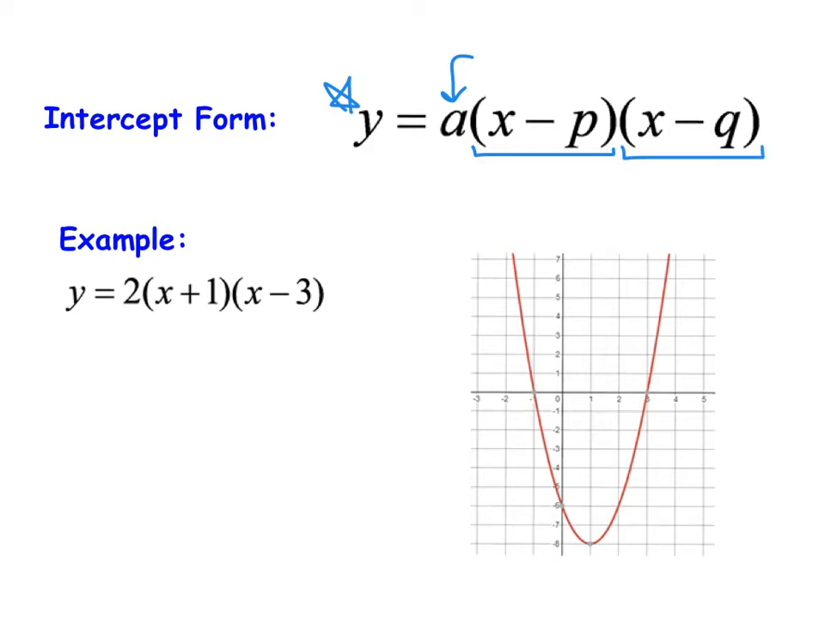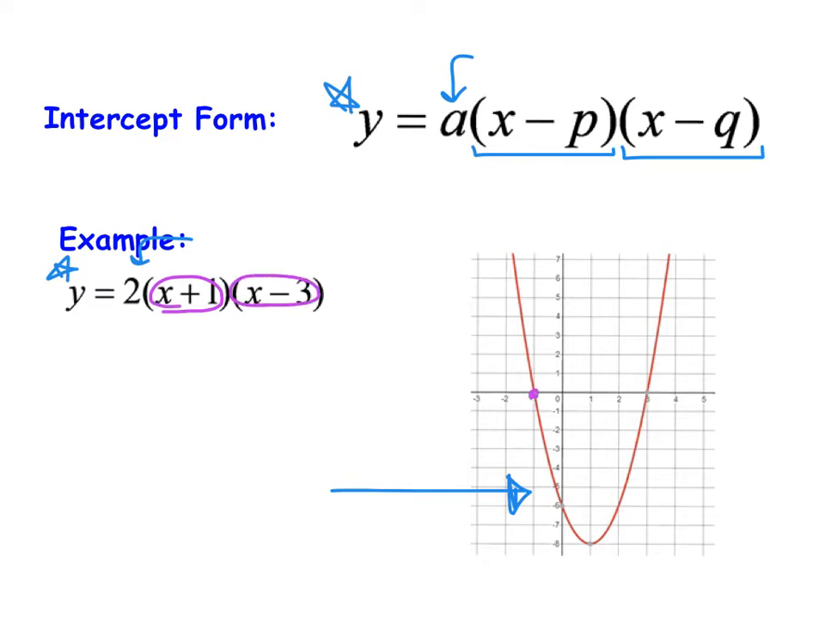And these p and q values actually represent something really important on our graph. So what I want you to do here is look at this example. This is the equation for the graph that we see over here. And so here you can see we have 2 out in front as our a value. And then from here we have x plus 1 and x minus 3.